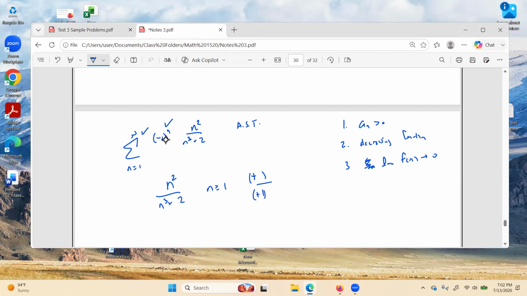And the only negatives come in from the (-1)^n, so every odd term, like 1, 3, 5, 7, and 9, is going to be negative. Okay, so check off the first little condition there. We do have a sub n's greater than 0.